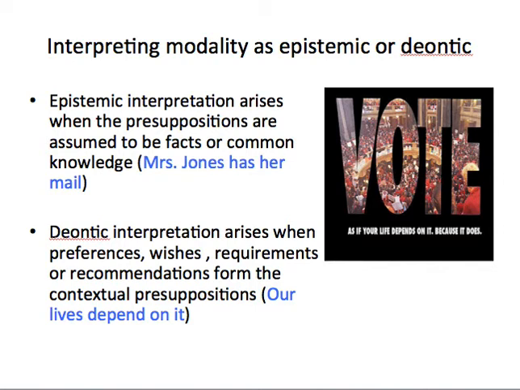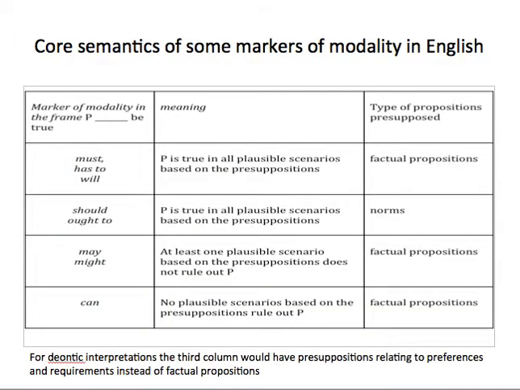Interpreting modality as epistemic or deontic. Epistemic interpretation arises when the presuppositions are assumed to be facts or common knowledge. Mrs. Jones has her mail. Deontic interpretation arises when preferences, wishes, requirements, or recommendations form the contextual presuppositions. For example, our lives depend upon it. Therefore, you must do something. You ought to do something. You should do something.